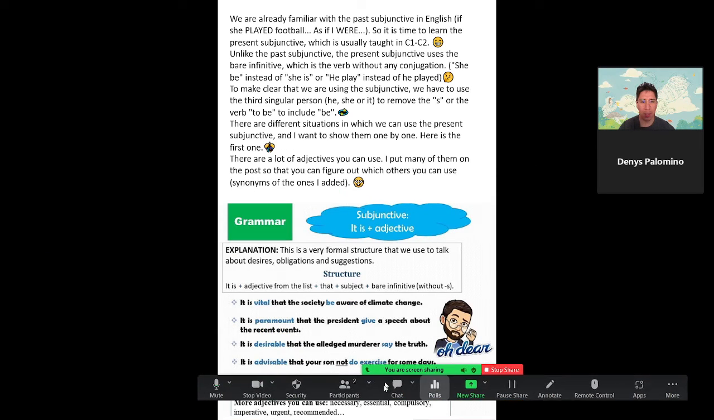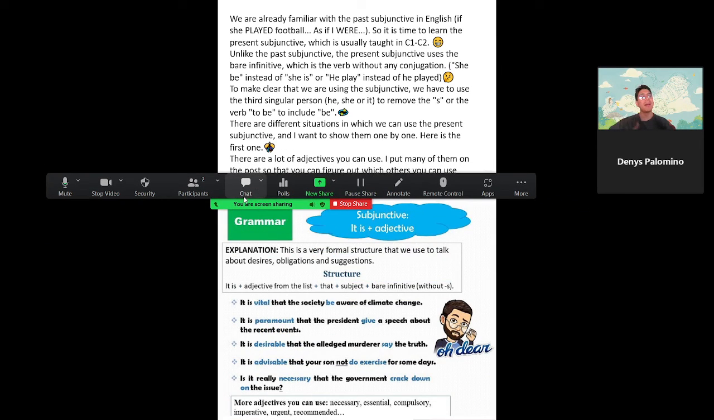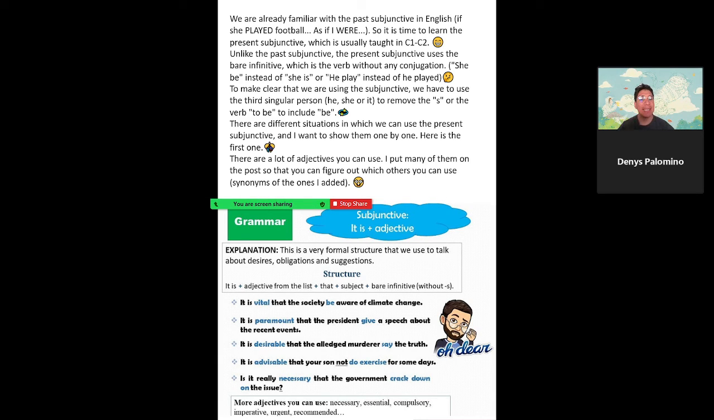Yes. Do you remember, like last week, I explained about the subjunctive, when we use some verbs and then we have to use the base form of the verb? Do you remember? It is important that he... The base form. Yes, the base form. This is the subjunctive explanation. This is a very formal structure that we use to talk about desires, obligation, and suggestions.